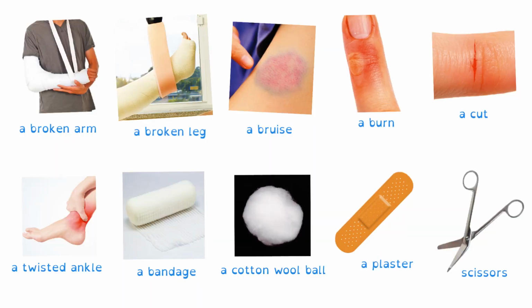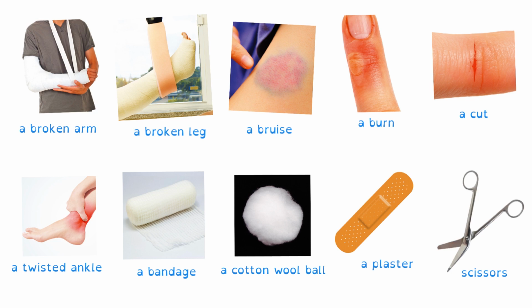Okay, now let's listen and say the vocabulary after me. A broken arm. A broken leg. A bruise. It means a blue, brown, or purple mark on our skin. A burn. A cut.